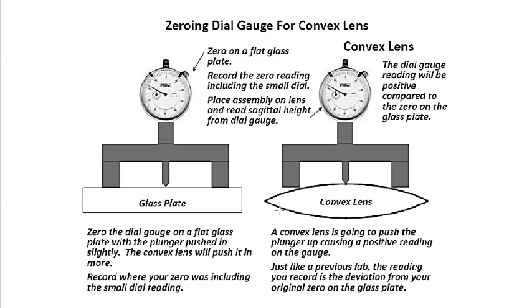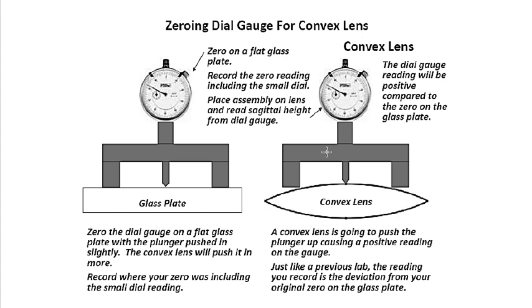Okay, so how are we going to do the measurement? First, you have to do your zeroing as usual on your dial gauge. We will be using a glass plate, a straight surface like that, to get our zero. So before we measure the lens, you have to do the zeroing. When you record your zero, you're going to include this little dial right in there. You have a two-scale reading, the bigger dial and then the smaller dial. So make sure that you record the zero reading including that small dial.